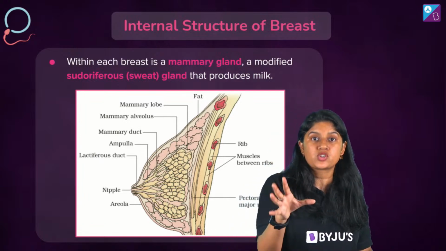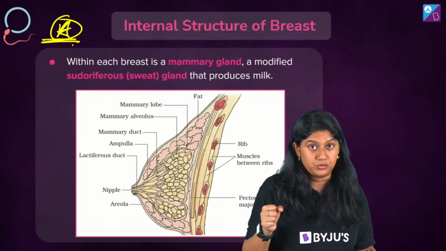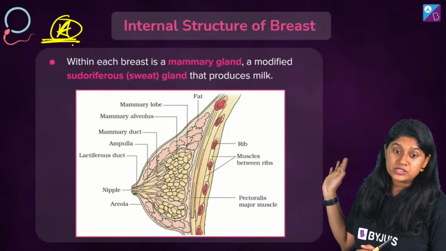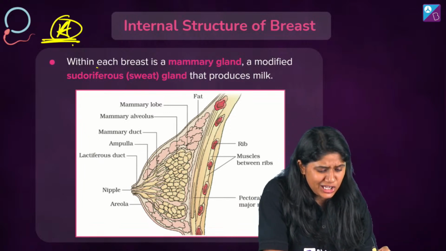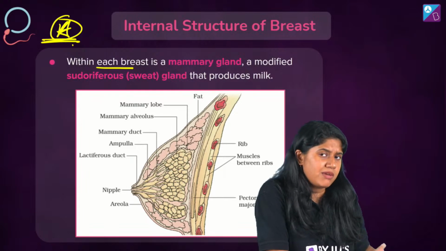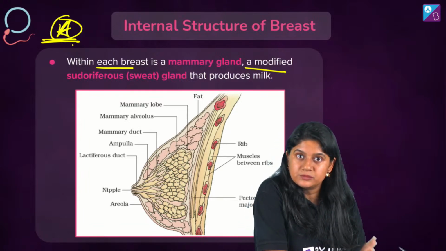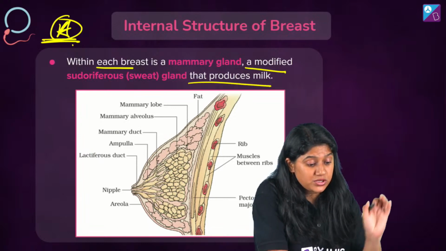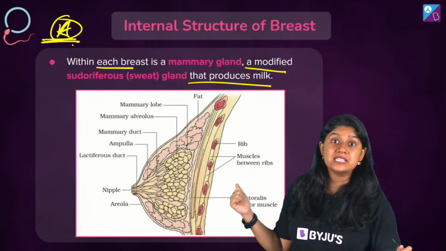Now if we look at the structure, this structure is important from the exam point of view, and in our textbook also we have this. So this is very, very important, everyone. What do we have within each breast? There is a mammary gland, and we have modified sweat glands, and of course they produce the milk. Over here, everyone, we can clearly see the structure which is there in the NCERT textbook.